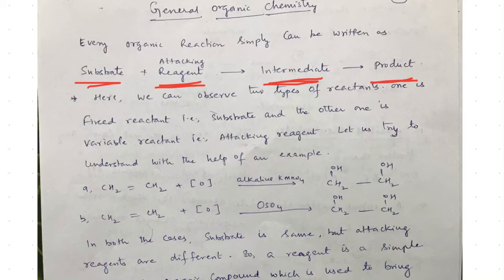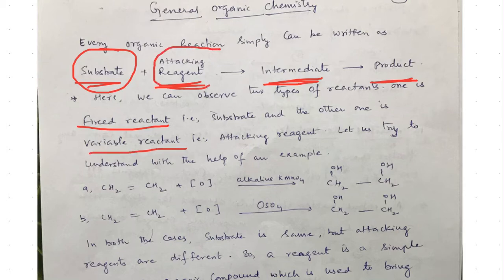Now in previous classes, we studied reactants reacting with each other to form products directly. Here there are two types of reactants. One is the fixed reactant, which here is the substrate. Another is the variable reactant, also known as the attacking reagent. This attacking reagent attacks the substrate and gives an intermediate, which is generally highly unstable and so more reactive, and it finally gives the products.